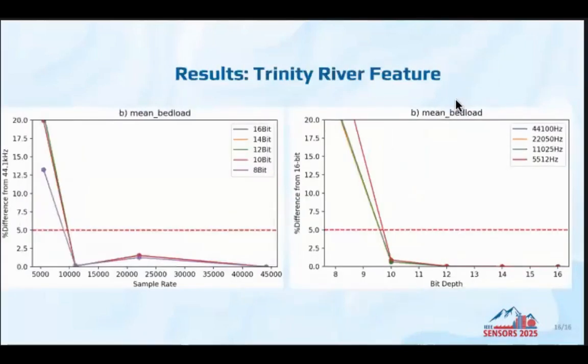Okay, second one, the Trinity River. Same here: our sampling rate dropped down to 11 kilohertz was well below the 5% median difference, and now down to 10 bit depth was also sufficient. The interesting thing about these results is that it gets worse when you go to 22 kilohertz, and then better when you drop down to 11 kilohertz, which is an area for future exploration to see why this is. And the bit depth performed better than the impulse centroid.